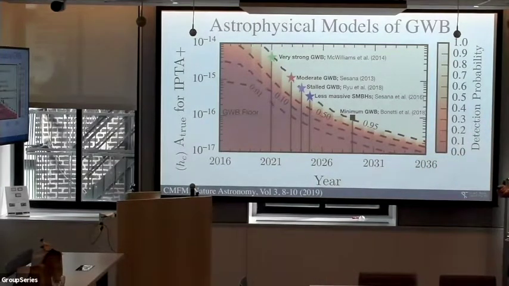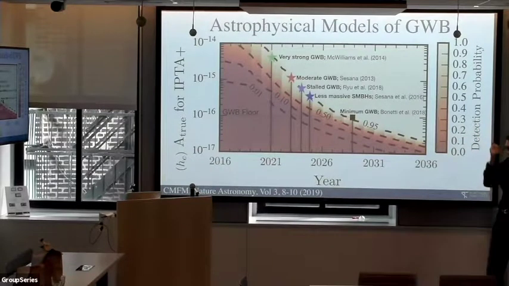Stalled gravitational wave background. Now, this is what I was just explaining. This is Tehu Ryu's paper. Again, Jerry was on both of these papers. And so this is if we have stalled black holes that eventually merge through interacting with many other supermassive black holes.